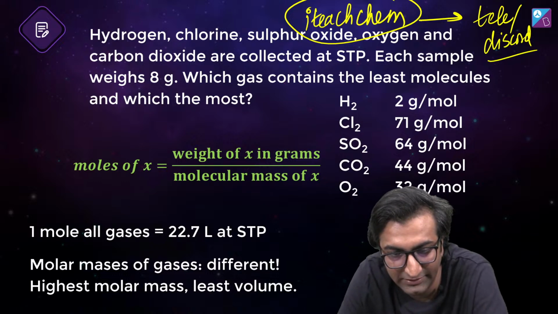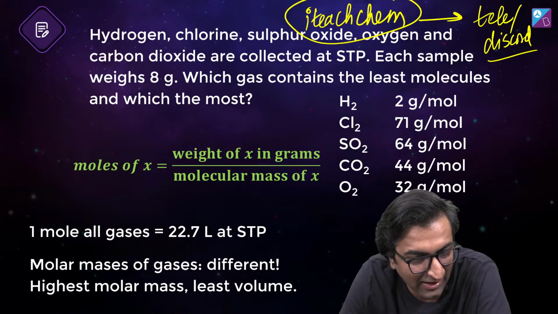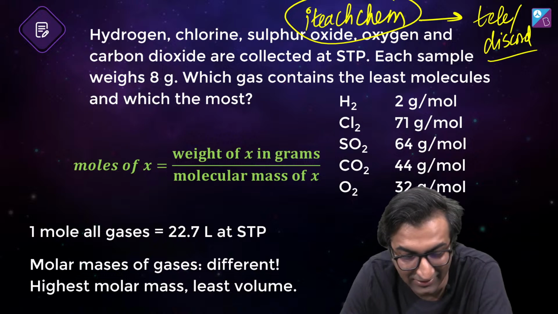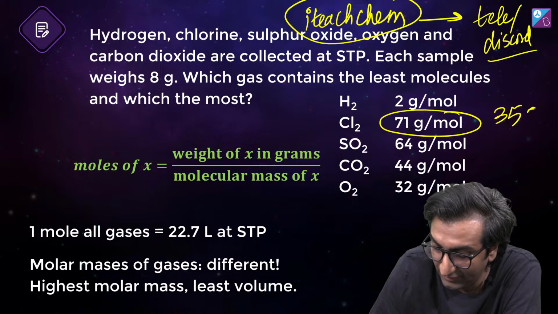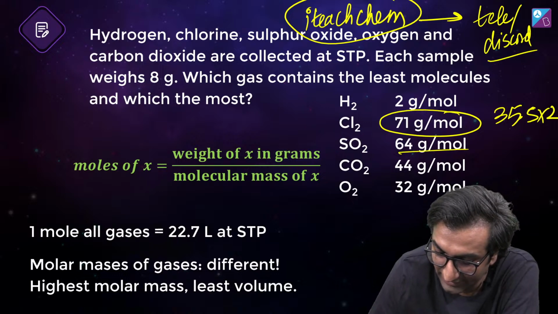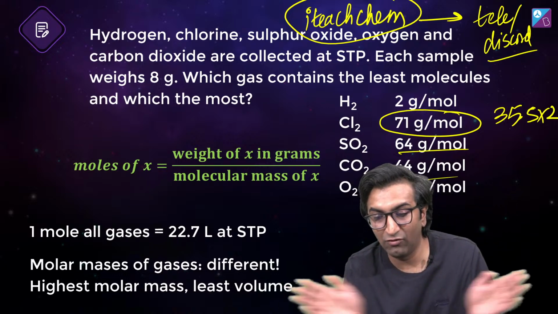Chlorine least, hydrogen most. Exactly. Haan Neelanjan, I understood that you forgot that chlorine is diatomic. So 35.5 into 2 has to be done, right? That's the main difference.